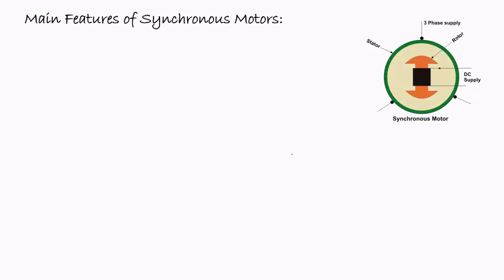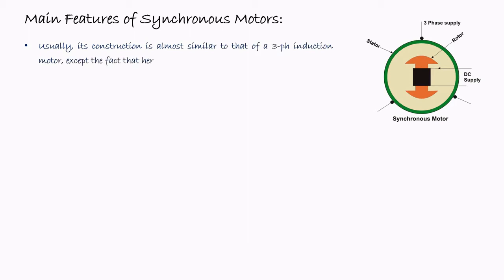The main features of the synchronous motor. Here is the schematic of a synchronous motor. Stator, where three-phase AC supply is given. This is the rotor. A salient type two-pole rotor is shown here, where a constant DC supply is given. Usually, its construction is almost similar to that of a three-phase induction motor, except that here we have to supply the DC to the rotor.